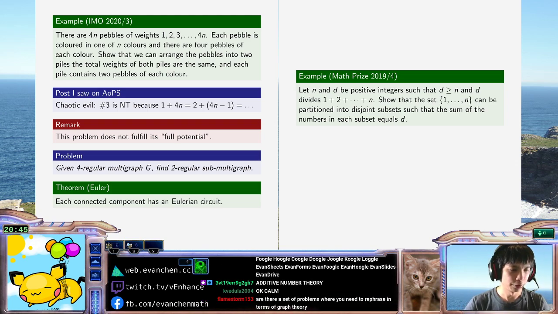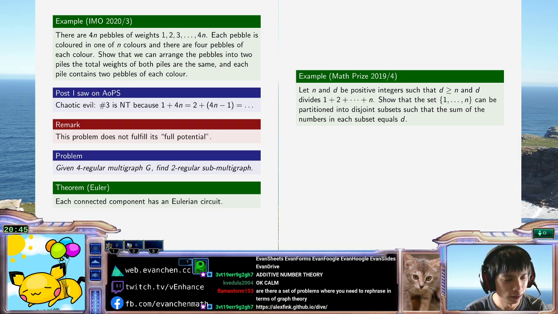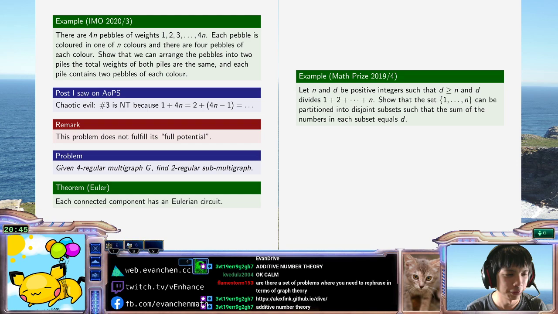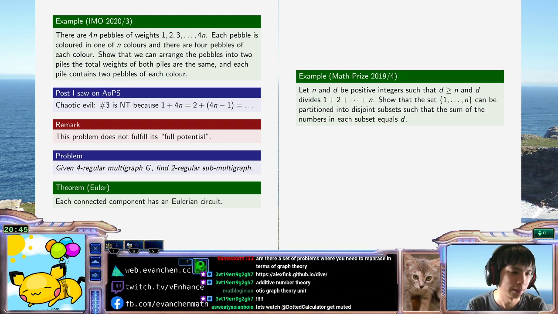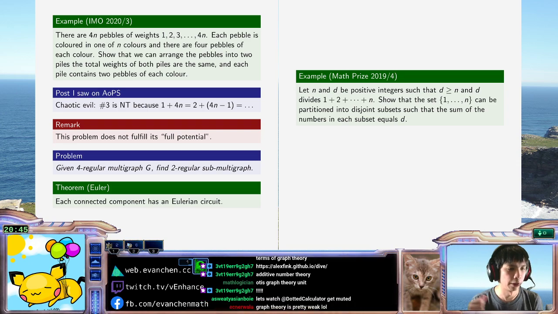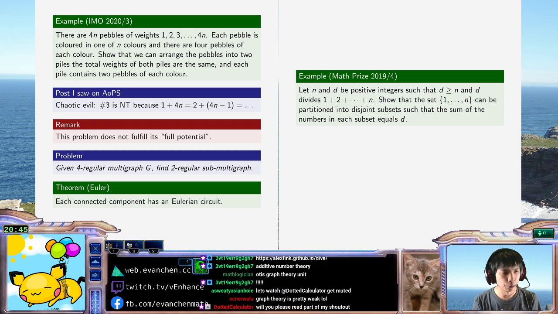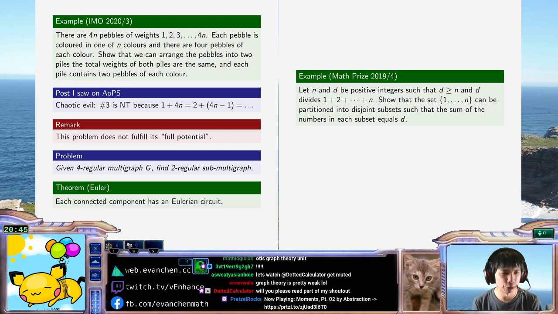Are there a set of problems that you need to rephrase in terms of graph theory? I'd have to think about it. There's a few I can think of, but don't think of it as a graph theory problem. That's not the takeaway from this problem. The takeaway is to deal with the addition by a pairing argument. And when you interpret the problem, the graph theory words don't matter.